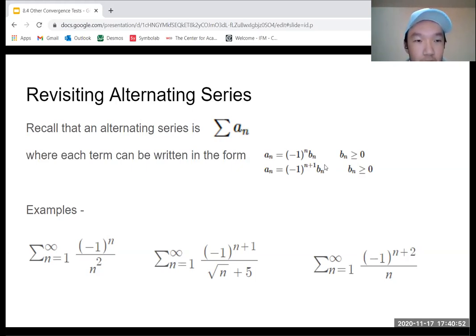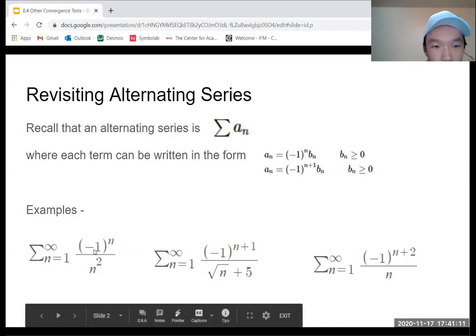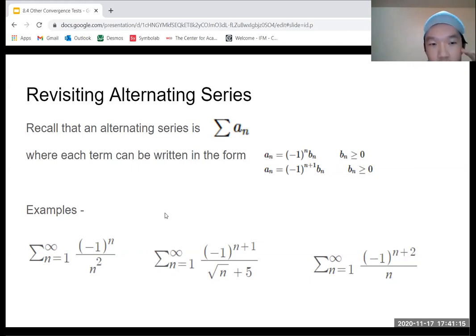Okay, so we're going to start off by looking at a few examples. And this is what we're going to do: we're going to identify what b sub n is in each alternating series. Looking at the first example, we have the series from 1 to infinity of -1 to the n over n squared. Just by looking at that, can you guys tell what b sub n would be in this series?